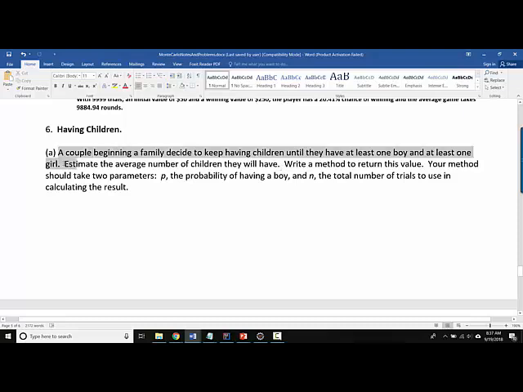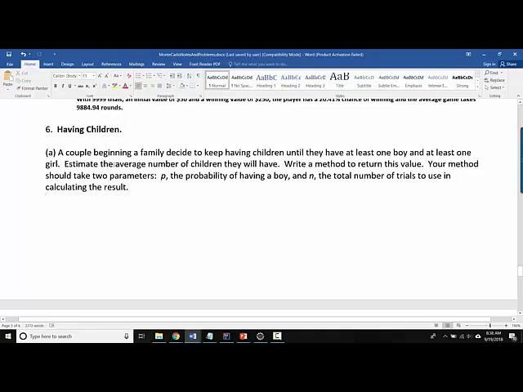So this description right here is the trial. That's the experiment. So I have a couple with 0 children to begin with. They keep having children until they have both a boy and a girl. And so then what do I want to know? I want to know the average number of children they expect to have. So in each experiment, I want to know how many children did it take before they had one of each.